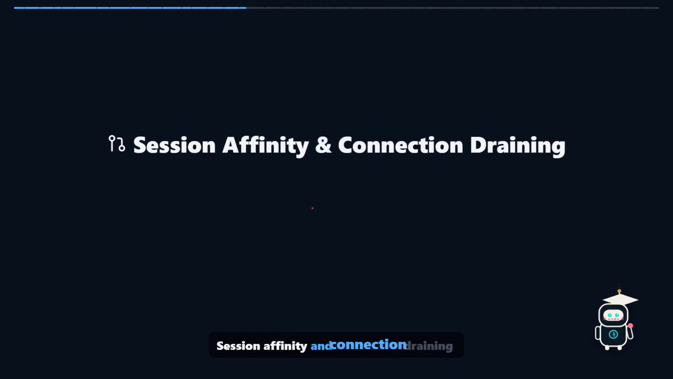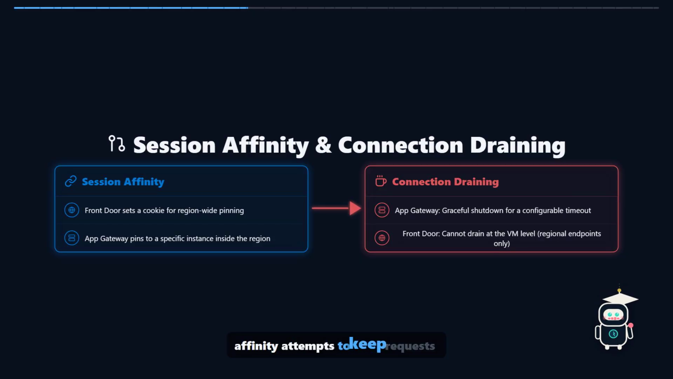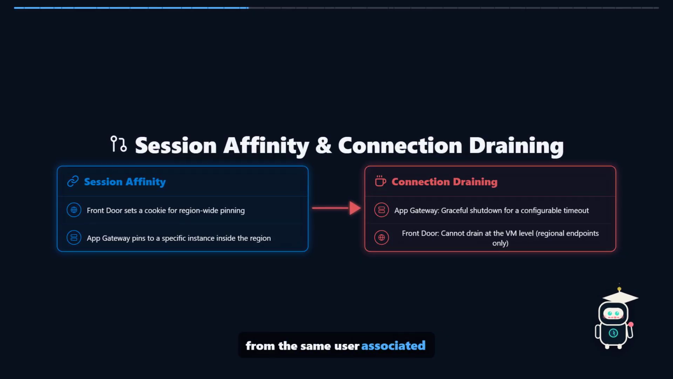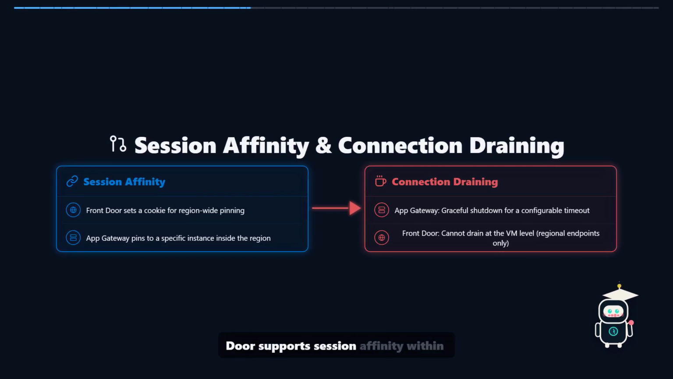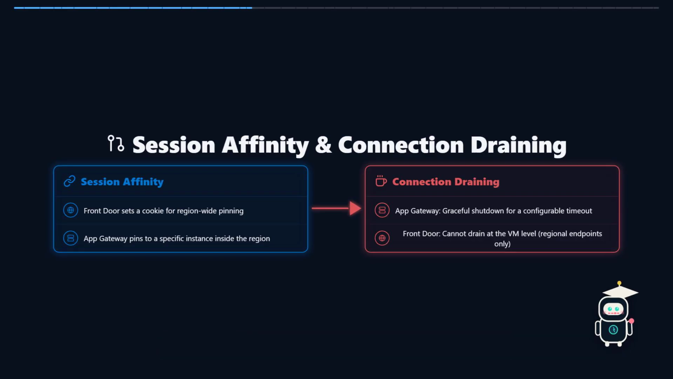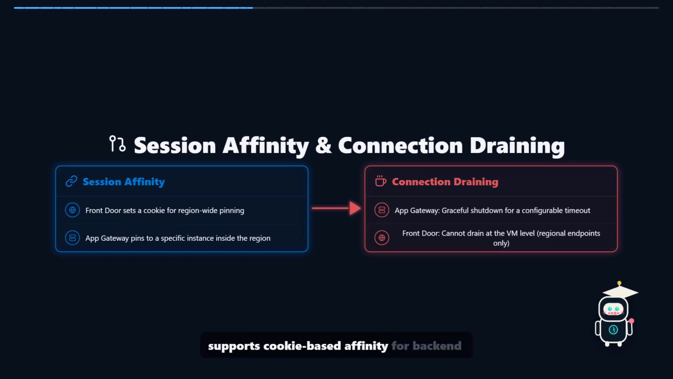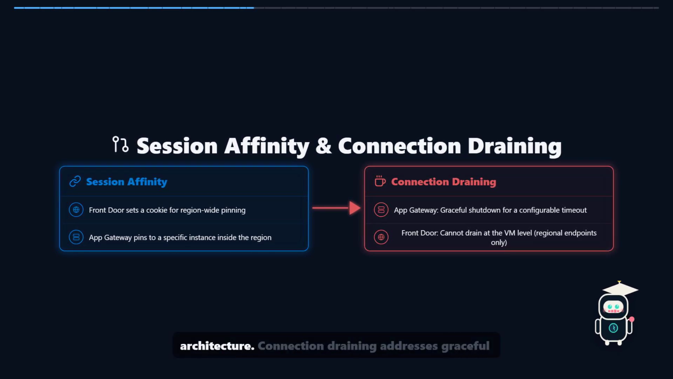Session Affinity and Connection Draining solve two different problems. Session Affinity attempts to keep requests from the same user associated with the same origin or backend according to the behavior of the service. Azure Front Door supports Session Affinity within its application delivery architecture. Application Gateway supports cookie-based affinity for backend servers within the regional gateway architecture.